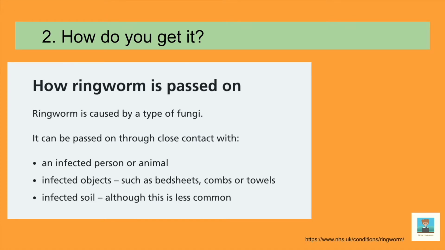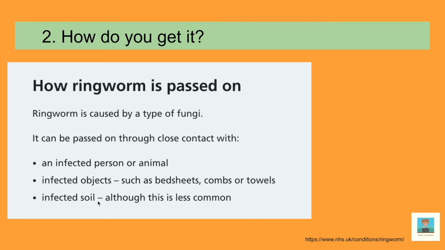How do you get it? Well, here's some information about how it's passed on. It's caused by a type of fungi, and it can be passed on through close contact with an infected person or animal, infected objects such as bedsheets, combs or towels, this B here is silent, combs, or even infected soil, although this is less common.